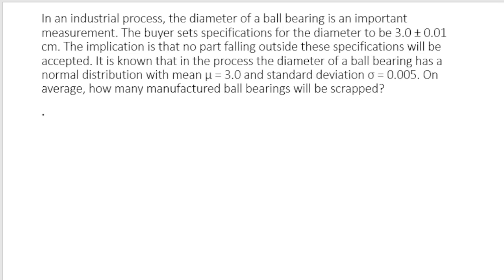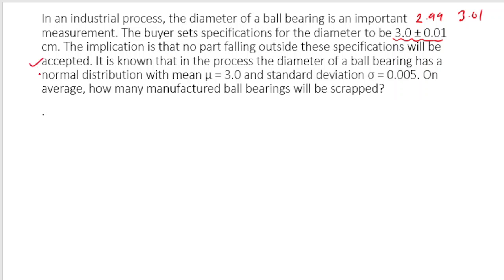Okay, next question. In an industrial process, the diameter of a ball bearing is an important measurement. The buyer set a specification for the diameter to be this. So the buyer is saying that if you are creating something, its diameter should lie between 3.0 plus minus 0.01, basically between 2.99 and 3.01. That is what they are expecting. The implication is that no part falling outside this specification will be accepted.